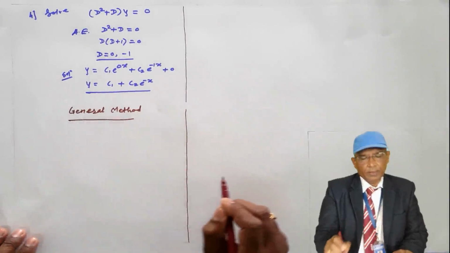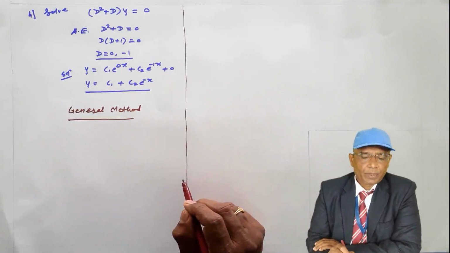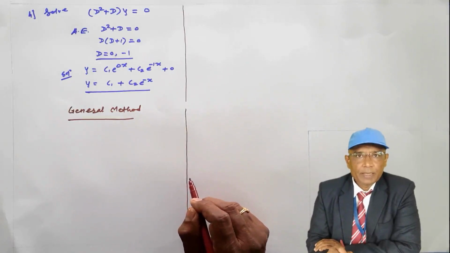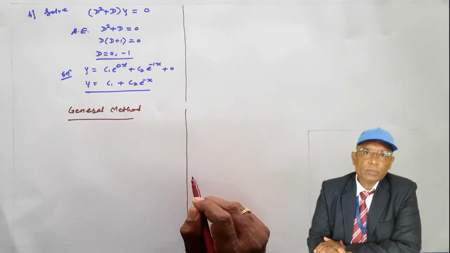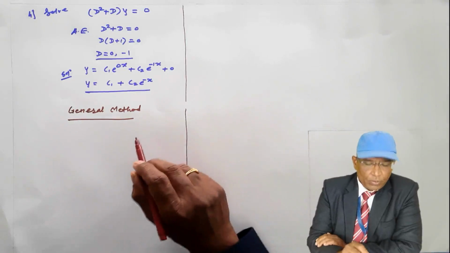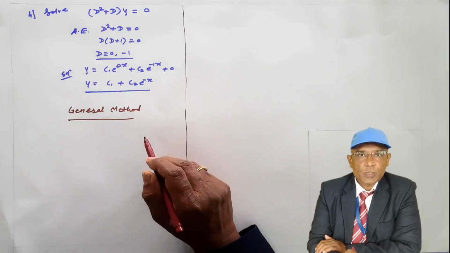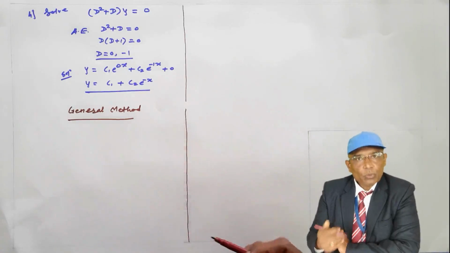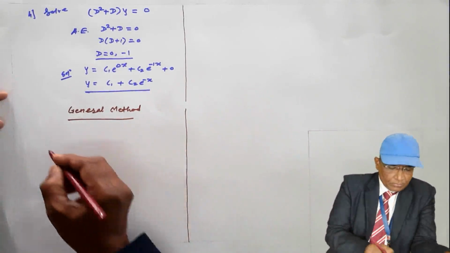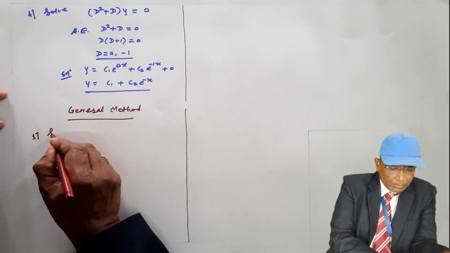Here in the general method, the integration is required, and wherever the integration is complicated, in that case you can use the short method. The drawback of this method is the integration. If the integration is complicated, then it will take more time to get the solution. Now, we are going to solve a problem on the general method.